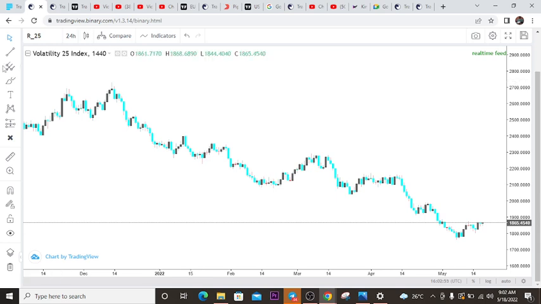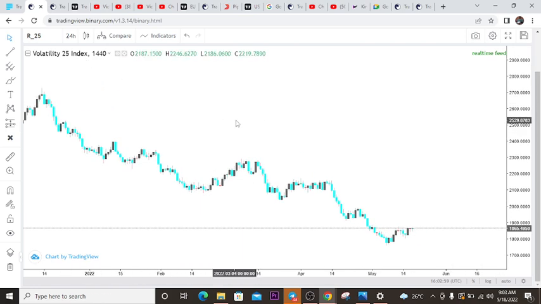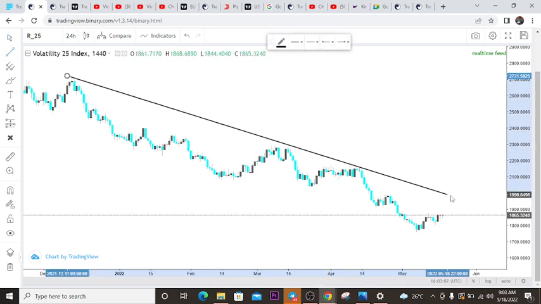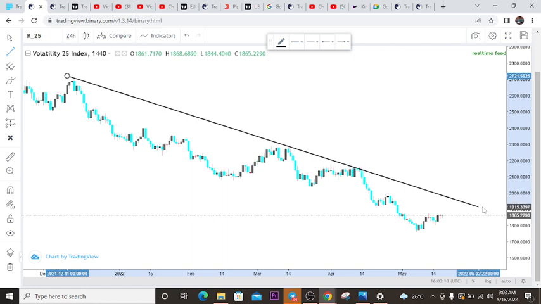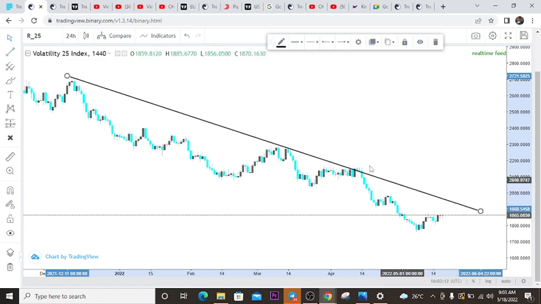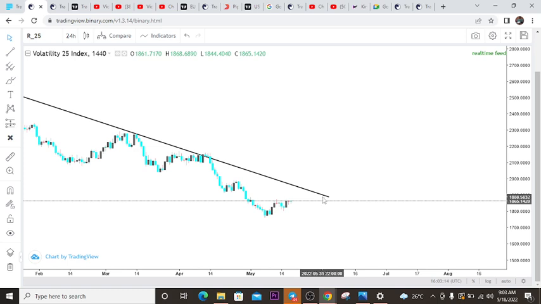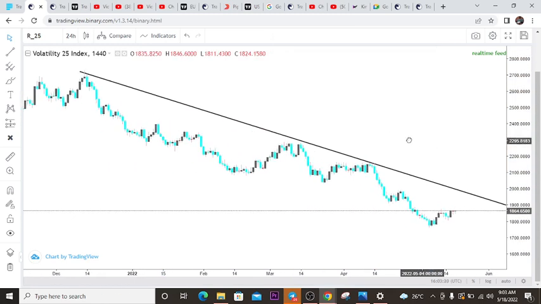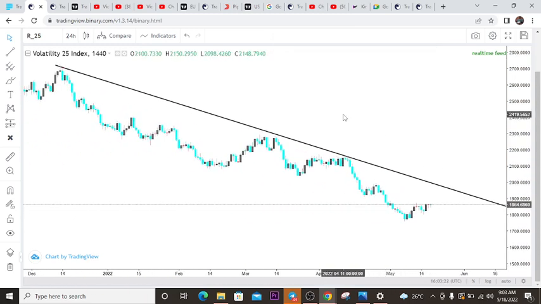Now here is volatility 25. You can see clearly, you don't need anybody to tell you that this price is trending down. It's a downtrend, a clear downtrend, a beautiful trend like this. I've been trading this all this while, so maybe this analysis might give you the opportunity to also join me in trading this volatility 25. All right, so you can see the price is trending down. Looking at the price action, it has been trending down for a very long time.